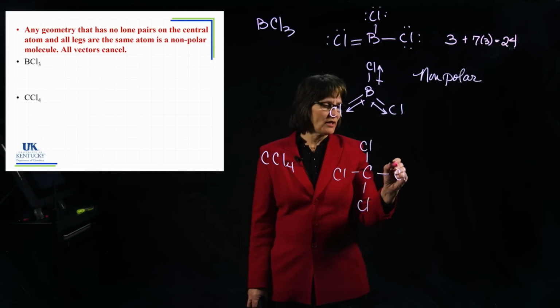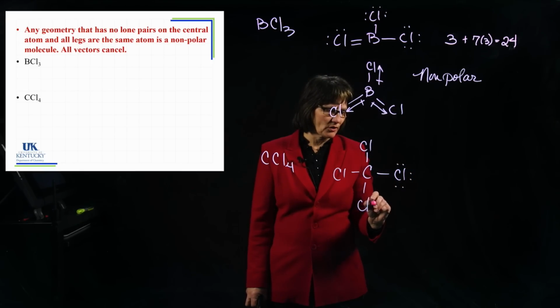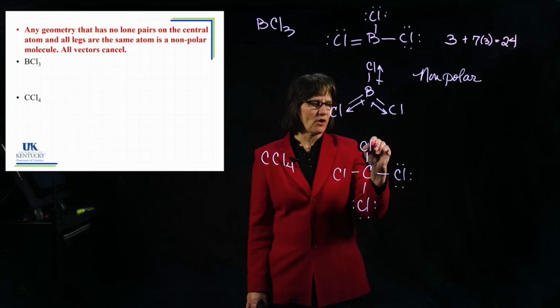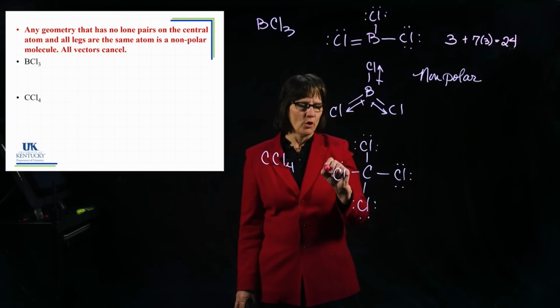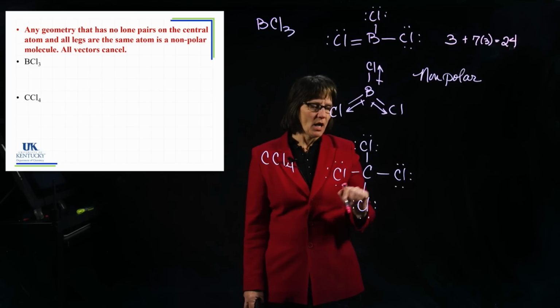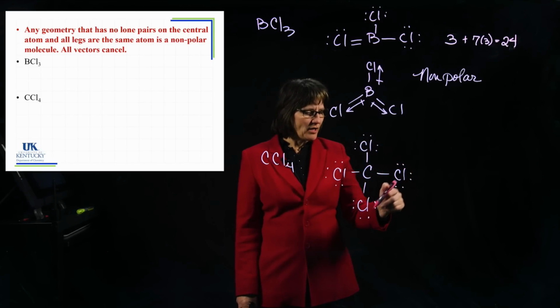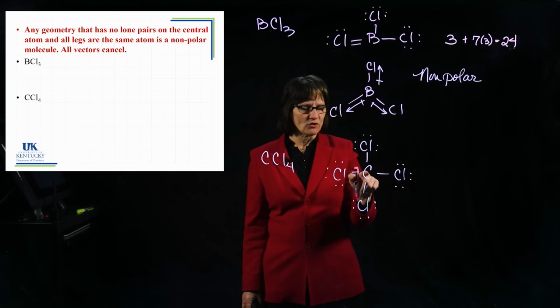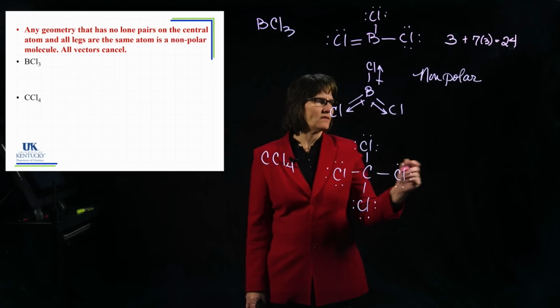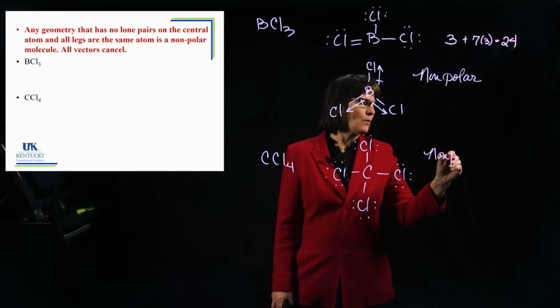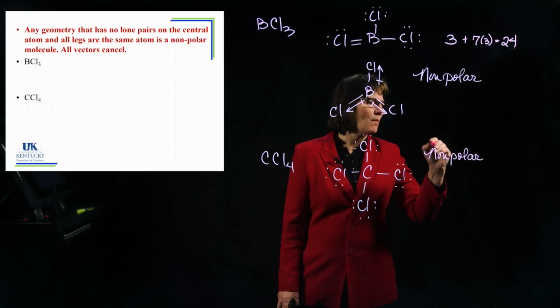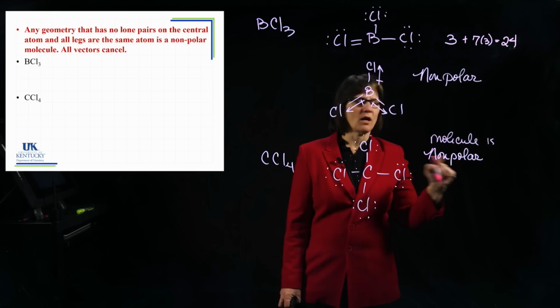This is not the geometry that we see here. This is just a Lewis structure. 4 legs trying to get as far apart from each other as they can go would be a tetrahedron geometry. But I don't have to know that. If I know that all the atoms are the same and there's no lone pairs on that central atom, this guy is nonpolar. Now when I say it's nonpolar, I'm saying the molecule in both cases is nonpolar.